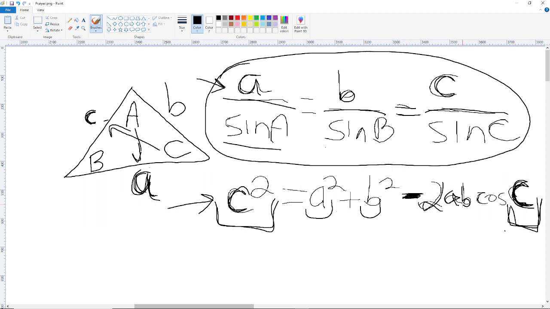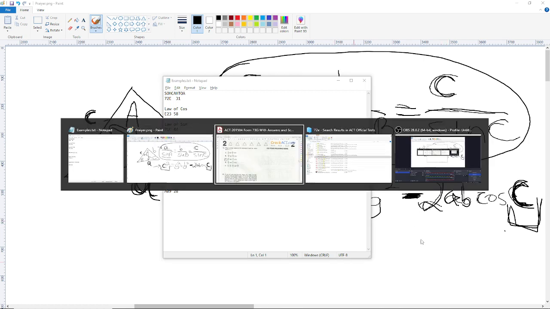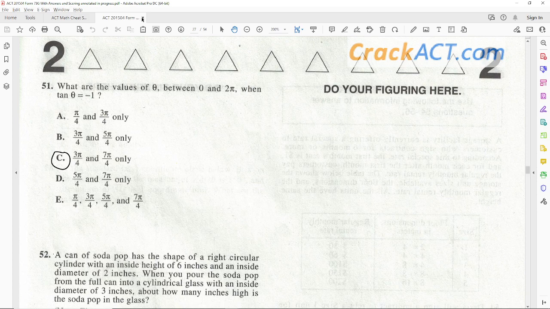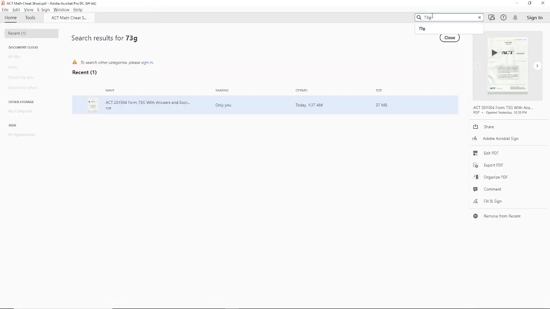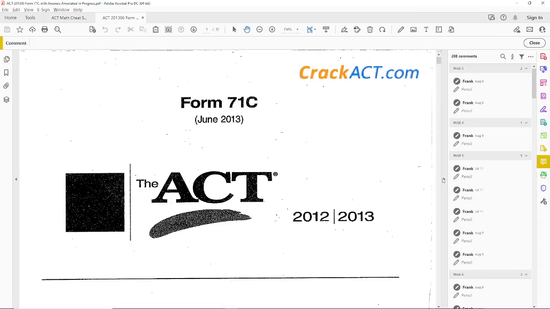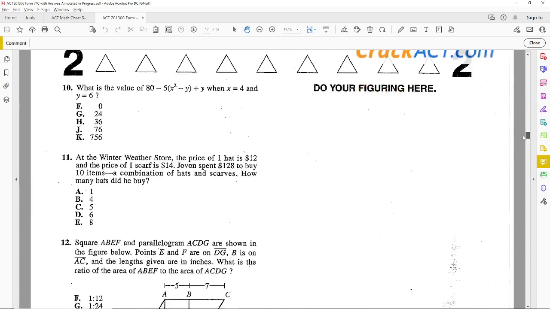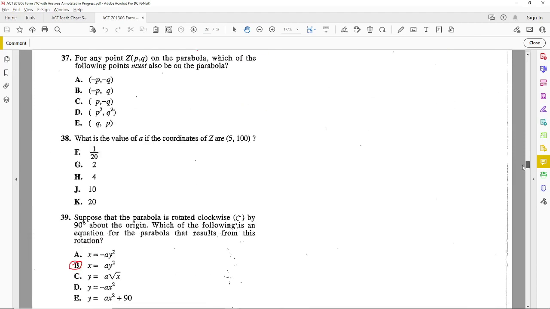Okay, so how do we actually do questions with this? All right, let's see. I have a law of sines question, 71C, number 44. So let me close that and go here, 71C. Number 44, please. And for some reason, it always likes to open that little menu on the side. I don't want it. Number 44.